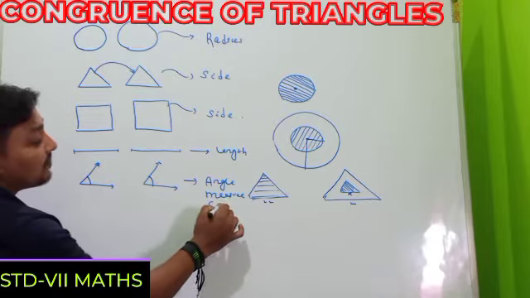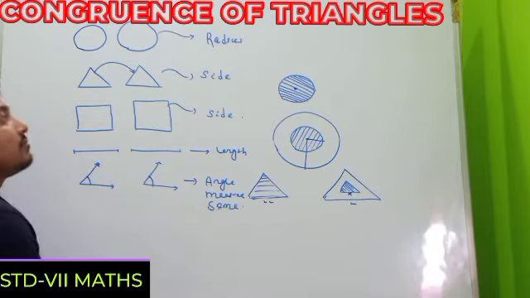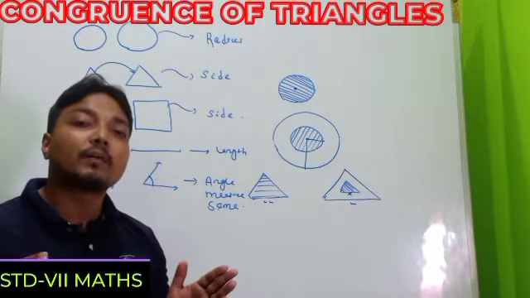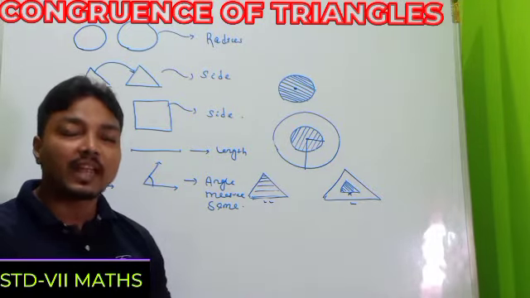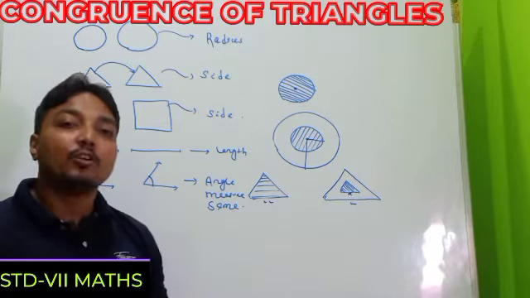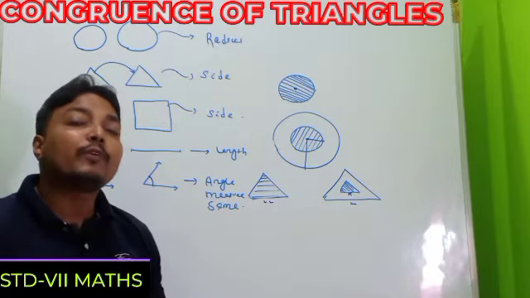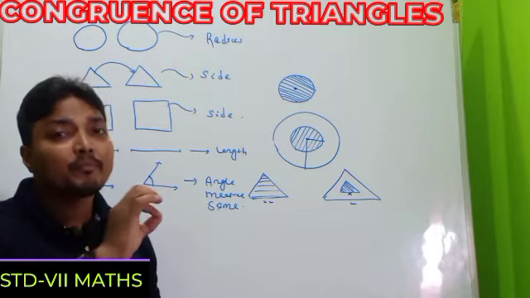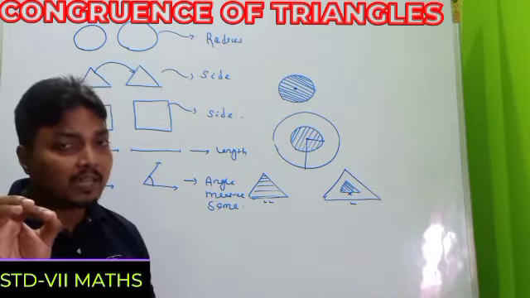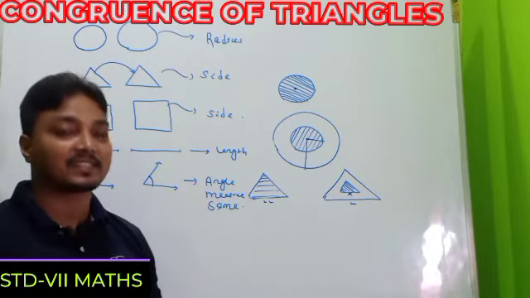So you just have to remember: two circles are congruent whenever both of them have the same radius. Such a type of question has come, just like this. Two circles are congruent whenever both of them have the same what? Your writing style should be just like this: whenever both of them have the same radius.